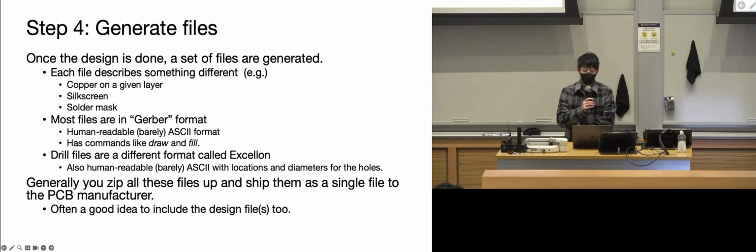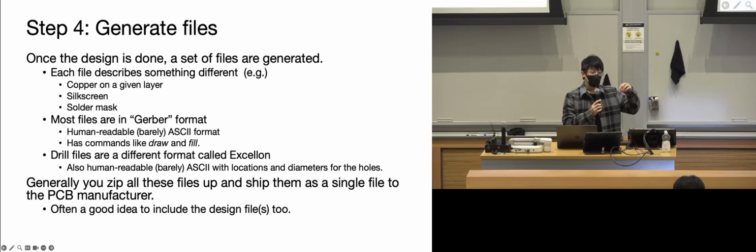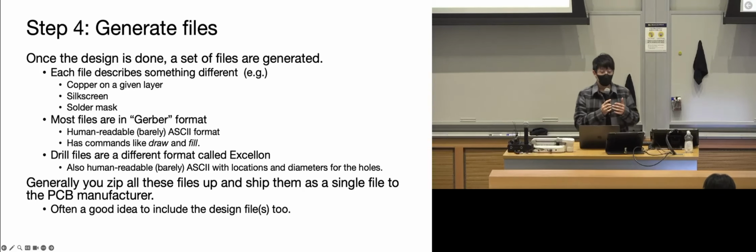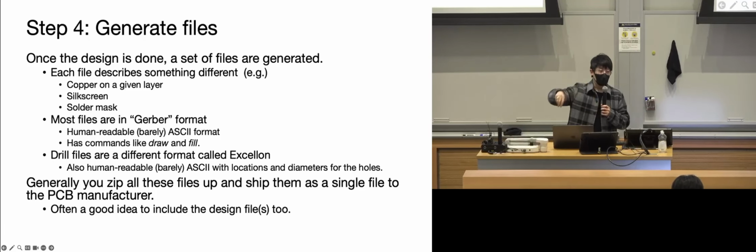And then you have the generating files part. Basically, a set of files like we described before. Each file describes something different, like copper on a given layer, the silk screen, solder masks, as well as the drilling holes and pick and place locations, like where each component goes, etc. These are all in Gerber format. It's pretty much like a machine code used for the machines. It's like G code, giving location information, trace information, etc.